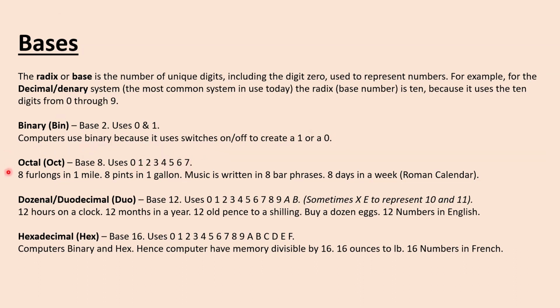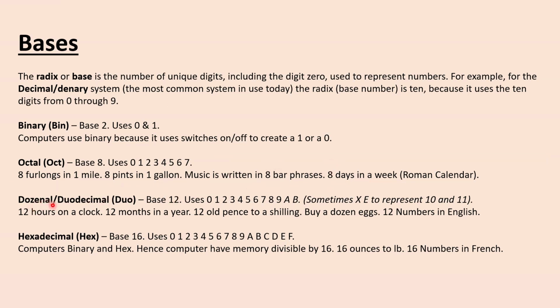So you probably think, oh, well, what's the point of these bases? Well, I believe this is how the elites communicate. And they've hidden many things through our lives. And so there's 8 furlongs to a mile, for instance. Why not 10 furlongs to a mile? 8 pints to a gallon. Music is written in 8-bar phrases. And there were 8 days in the week in the Roman calendar, which is another video I will do later.